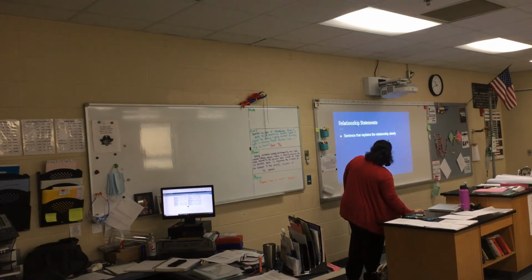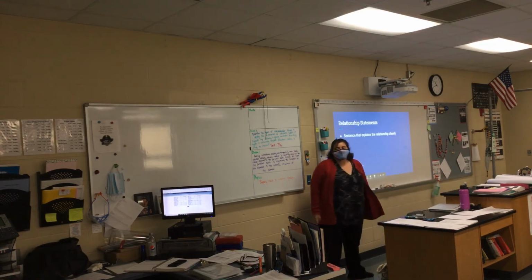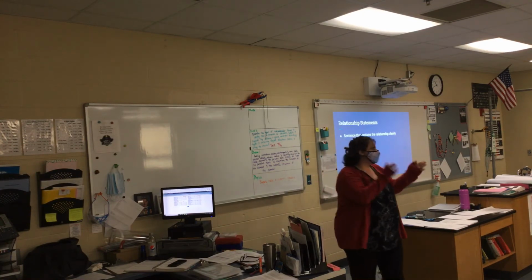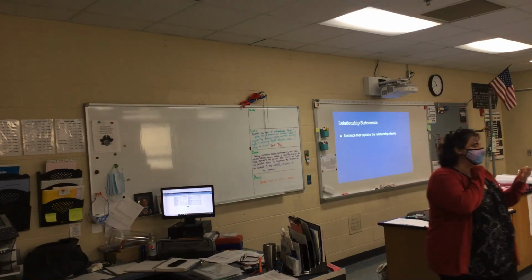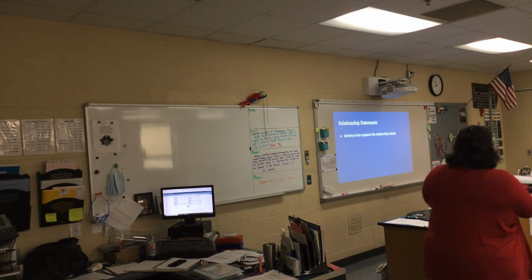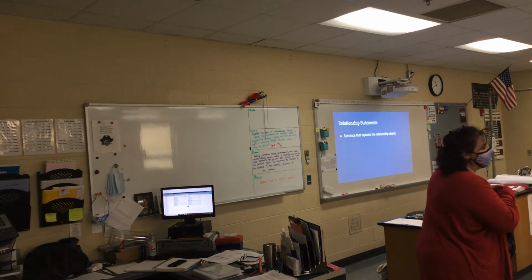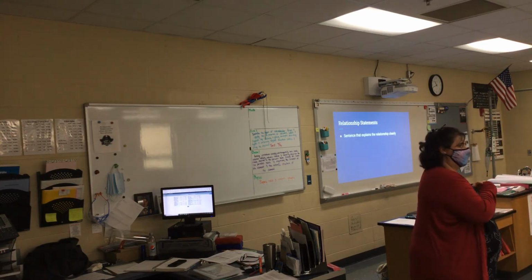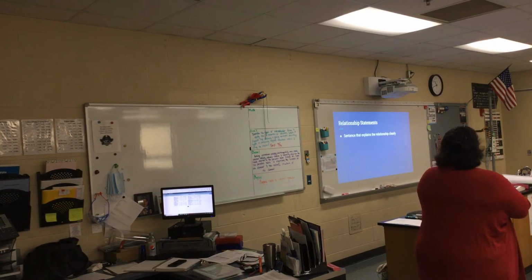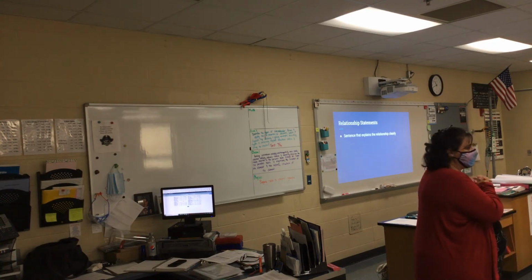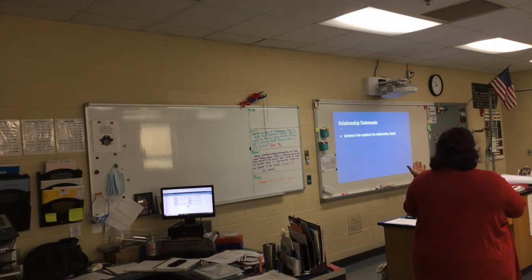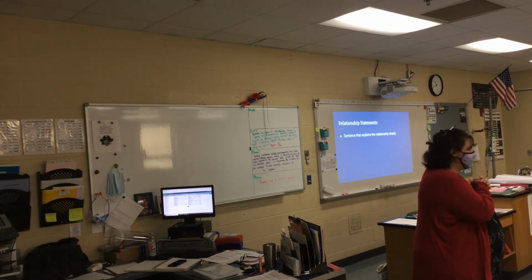Let's see what's next. I know, that's what I'm looking for. So, you guys had an opportunity to graph. I gave you data, you made your graphs, but now we have to write a relationship statement. A relationship statement is a sentence that explains the relationship clearly. That's it.